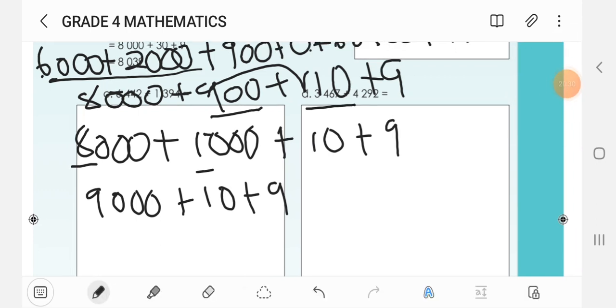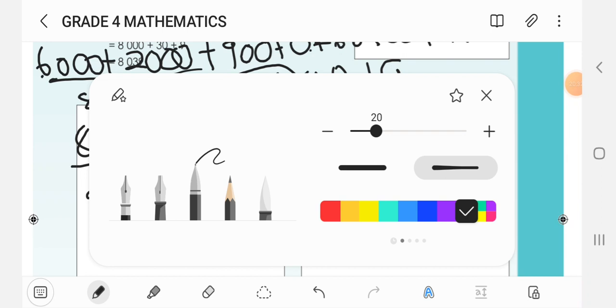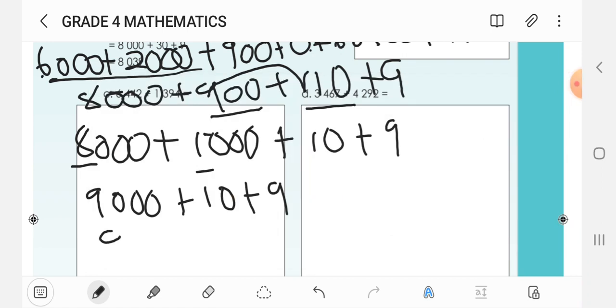Okay. So we will say we'll have the 9. Do you have 100? No. We have 0. Do you have tens? Yes. Is there 1? Do we have units? Is 9. So that will be our final answer.